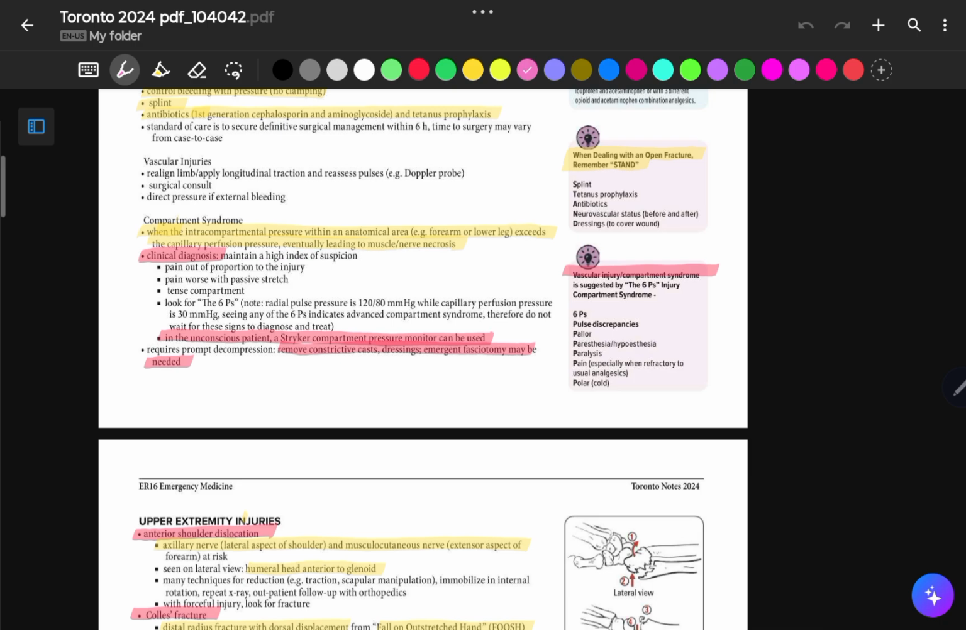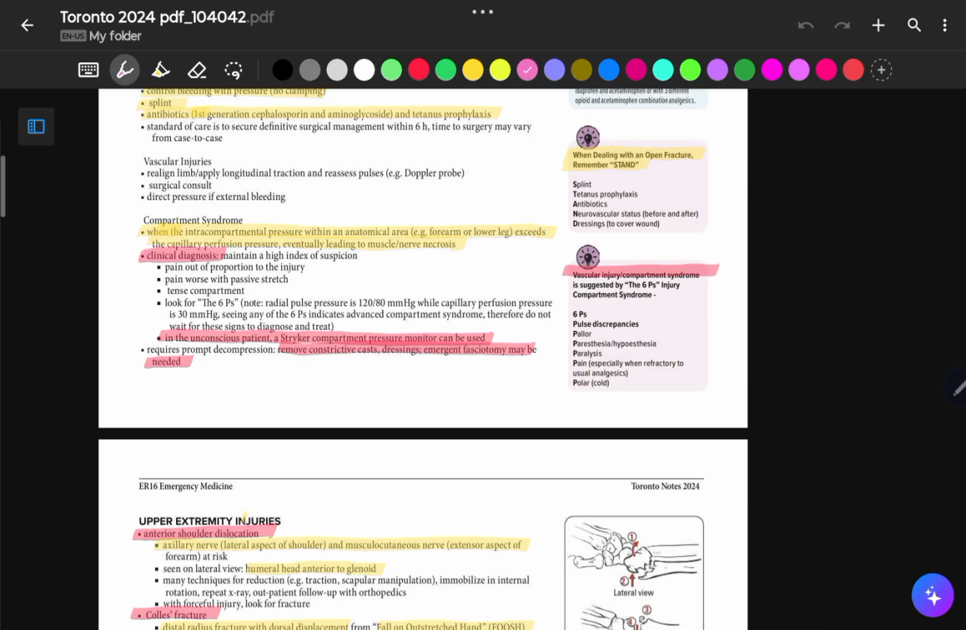Then later on they will present with the 6 P's. So the 6 P's are: number 1 is pulse discrepancy. They will have pallor, they will have paresthesia, they will have paralysis, pain, especially when refractory to the usual analgesia, and then they will have polar, which is cold, so the limb will feel cold. So you need to look for the P's, but remember, those are actually the late signs.